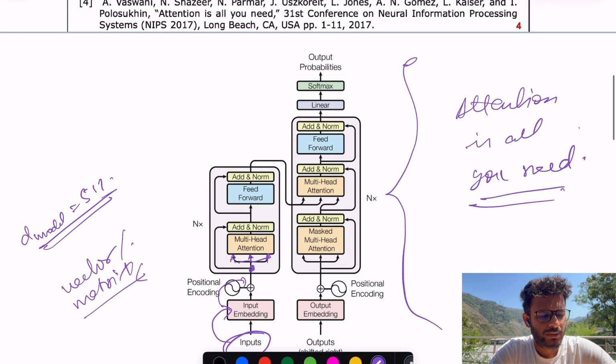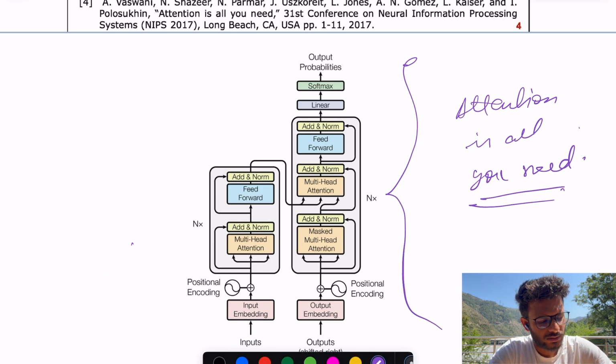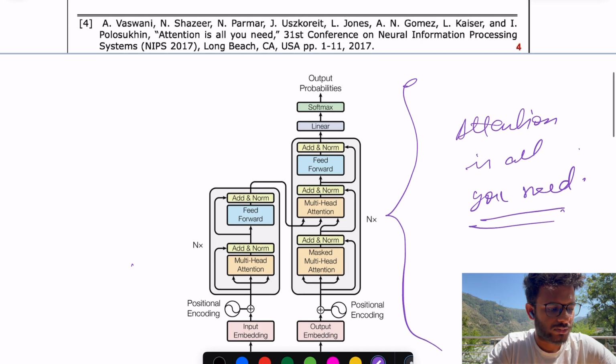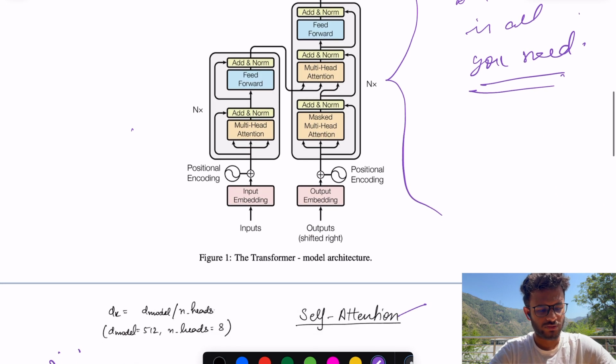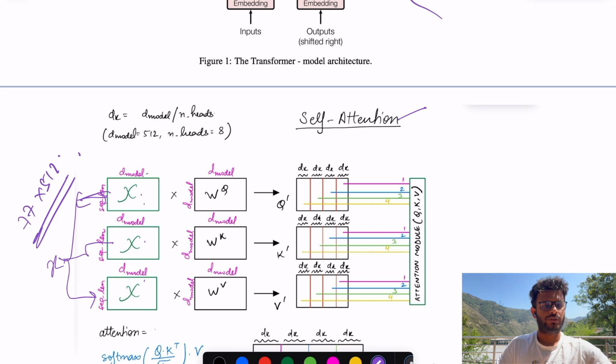And this is the architecture they proposed. This is your encoder, this particular section, and this is your decoder. We won't go into that because our main focus is on attention itself. Now let's come to self attention.